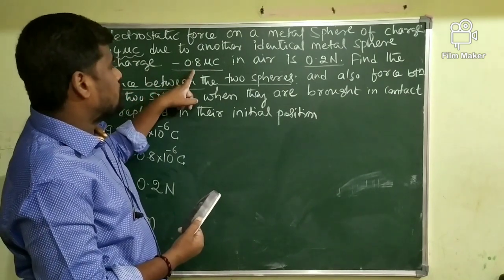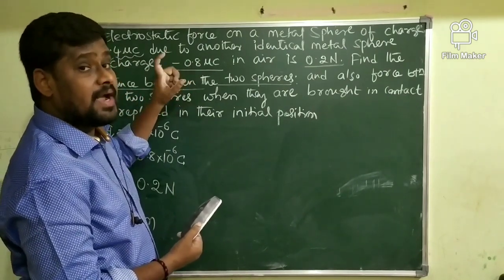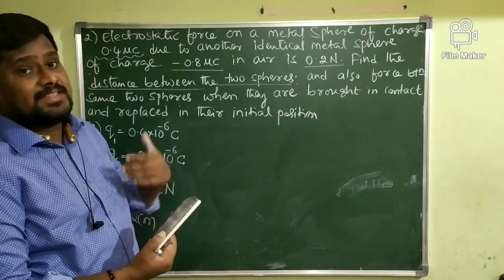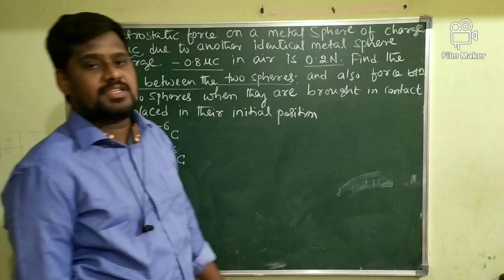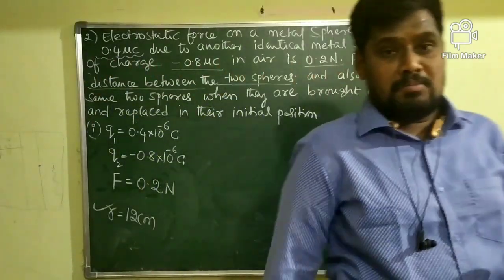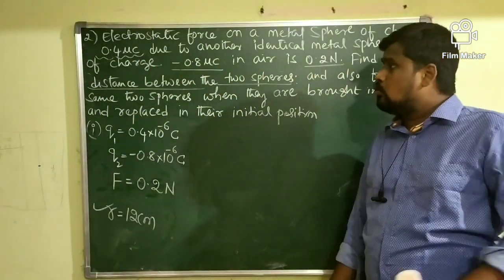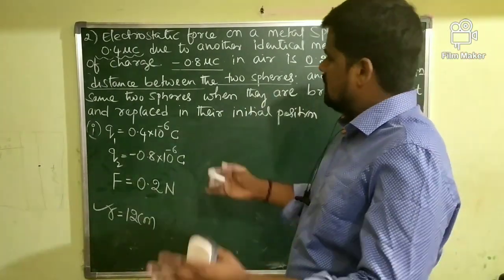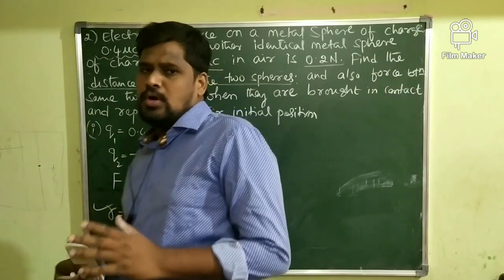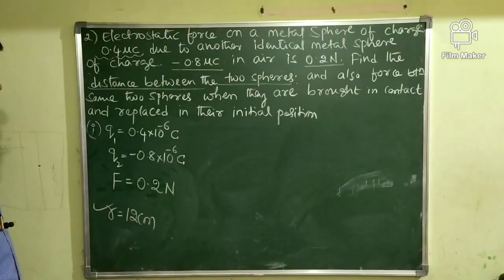0.4 minus 0.8, the net charge is minus 0.4, and that is equally distributed. That means the first sphere is going to get a charge of how much? Minus 0.2 microcoulomb, and the second sphere is going to get a charge of minus 0.2 microcoulomb.